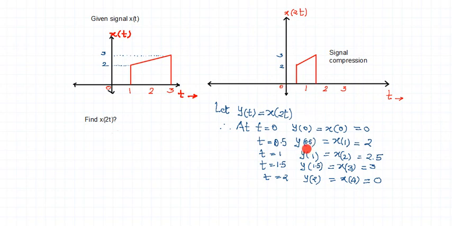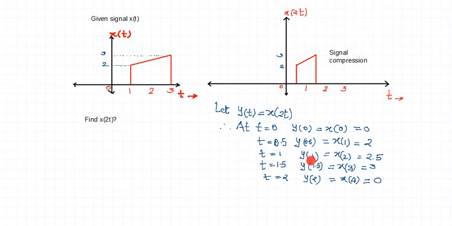Let me talk about y of 0.5. So at 0.5, where is the time 0.5? Between 0 to 1. So this is definitely 0.5. At 0.5, what is the magnitude we should sketch? The magnitude should be 2. And you could see here, at 0.5, we have taken the magnitude to be 2.